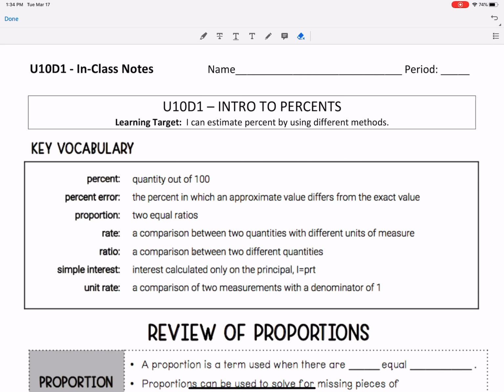All right, welcome. So this is Unit 10, Day 1. We are starting a brand new unit, which is all about introduction to percents. So here's your learning target. I can estimate percent by using different methods.